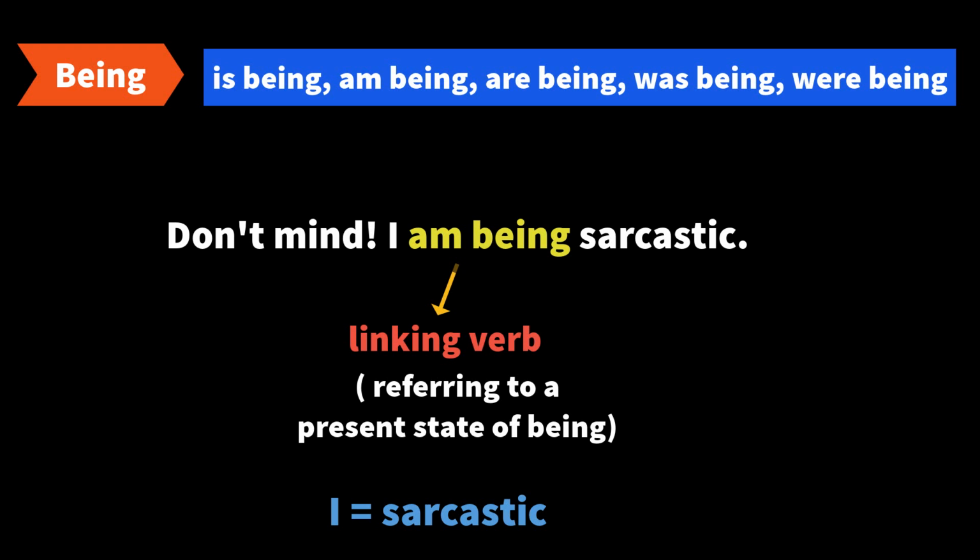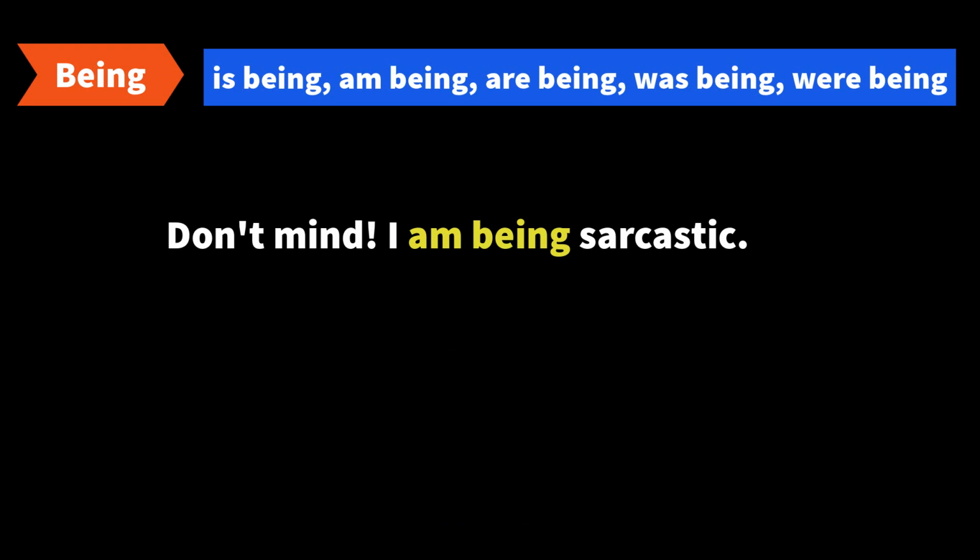So this linking verb "am being" is referring to a state of being in the moment. The person is behaving in a certain manner, is being in a certain manner right now in this very moment. I am being sarcastic. I might not be sarcastic all the time, but right now I am sarcastic. So it's showing a state of being of the person, right, of me.